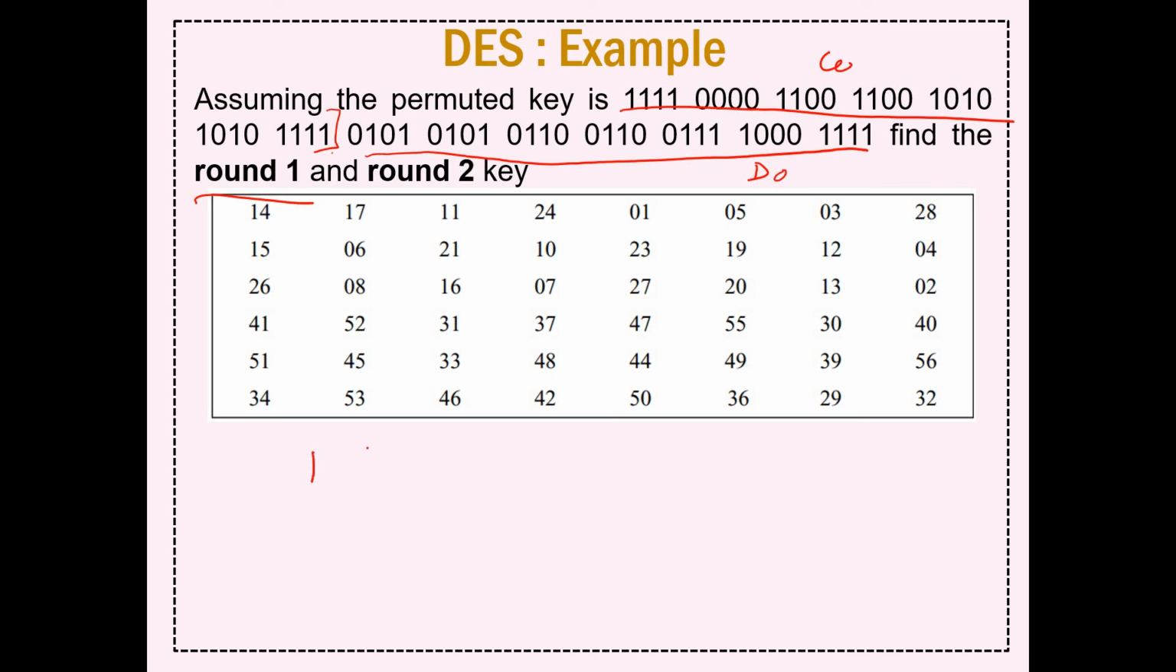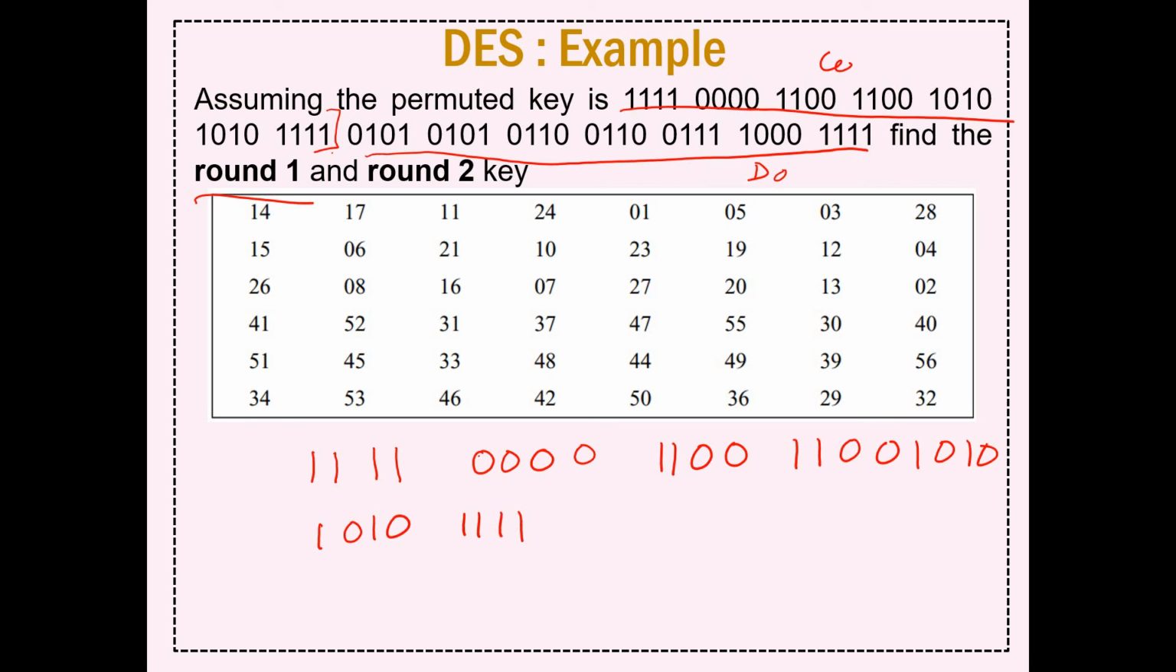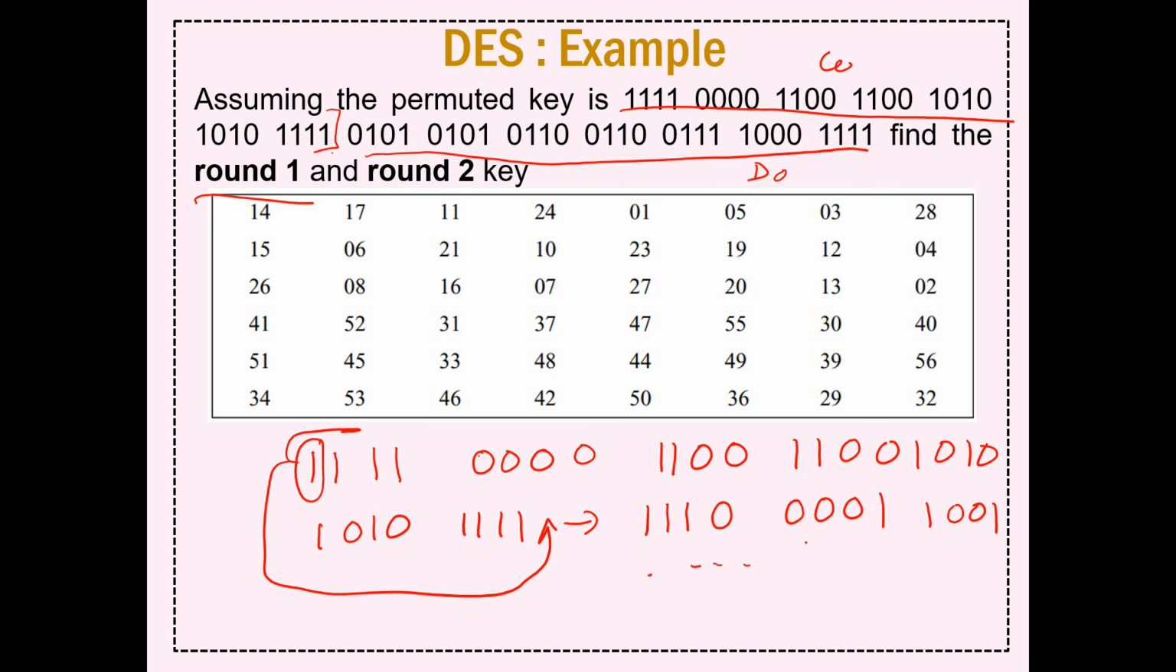So, what will happen? For example, 1, 1, 1, 1, 0, 0, 0, 0. I'm just showing the C1 part. 1, 1, 0, 0, 1, 1, 0, 0, 1, 0, 1, 0, 1, 0, 1, 0, 1, 1, 1, 1. So, this is my C1. Now, if it is in round 1, then there will be one left shift. So what will happen? This one will be shifted over here. So your final outcome would be 1110, 0001, because this one will shift over here. Then again 1001 and so on and so forth.